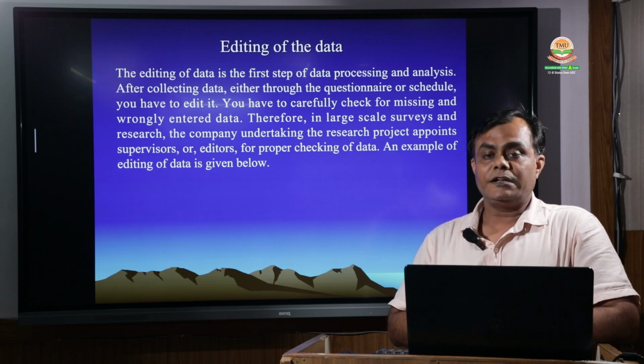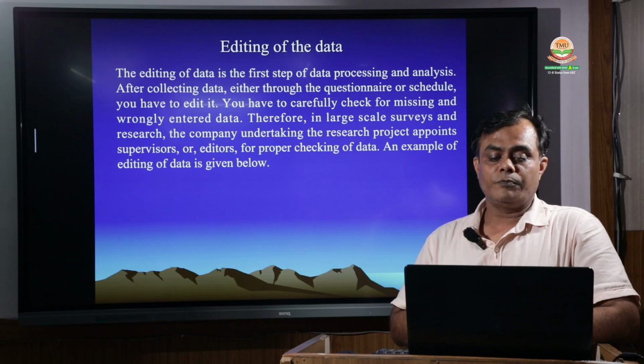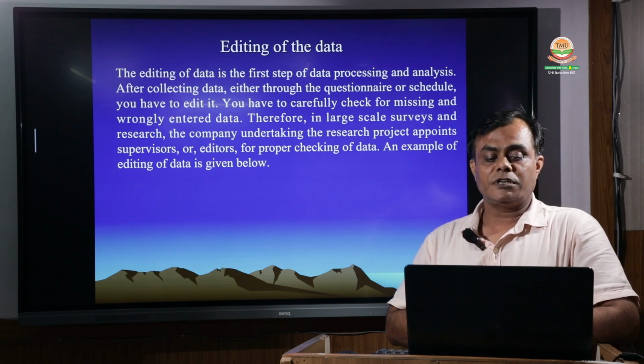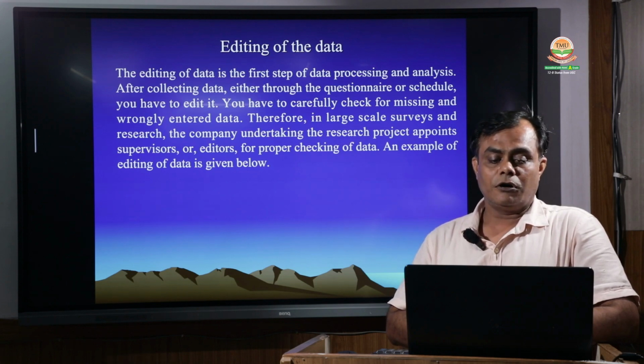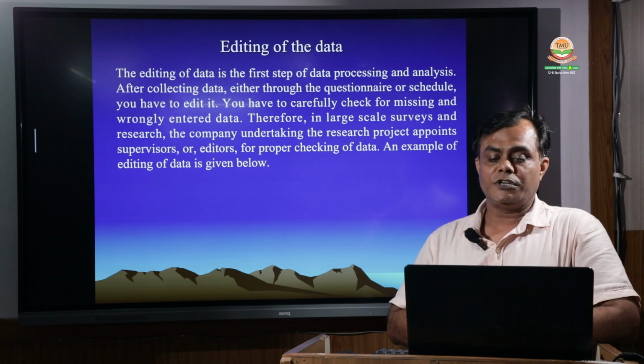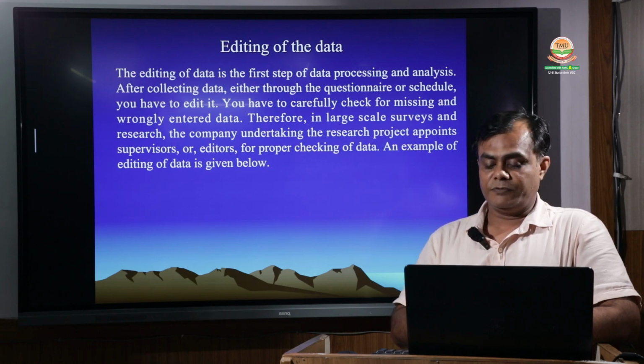Therefore, in a large scale survey or research, the company undertaking the research project appoints surveyors or editors for the proper checking of the data. An example of editing of data is given below.